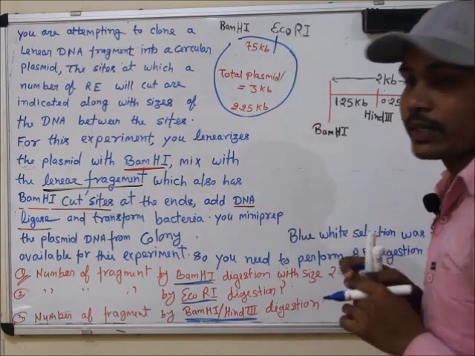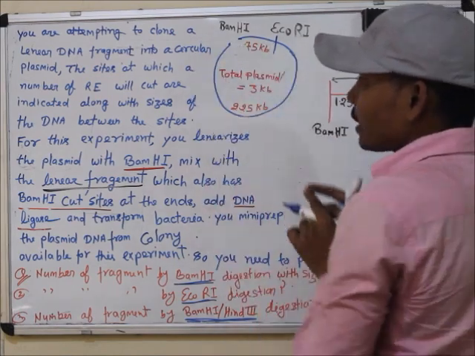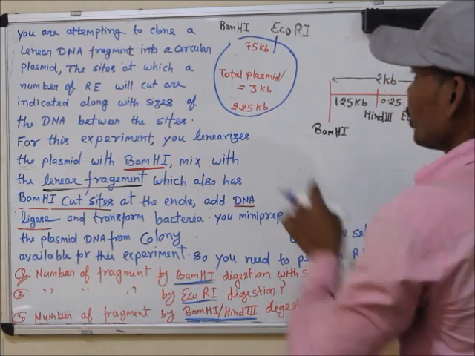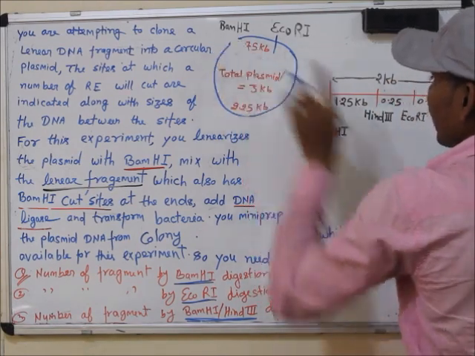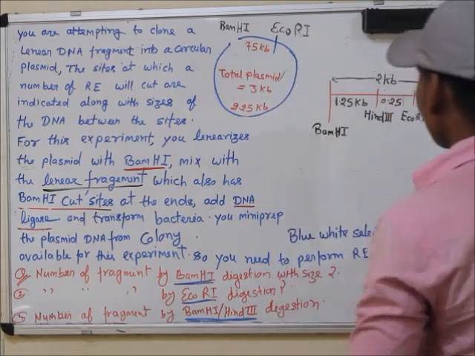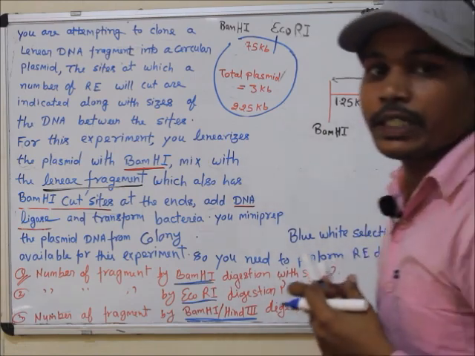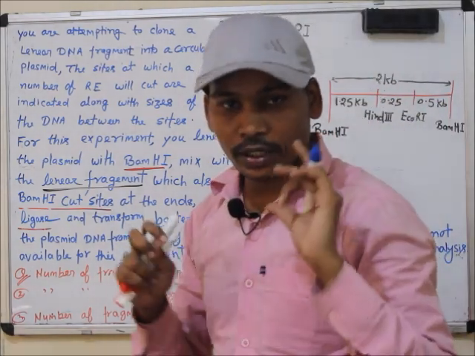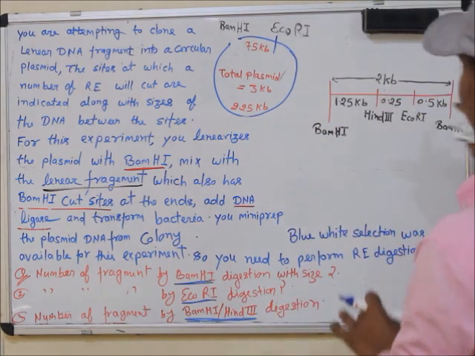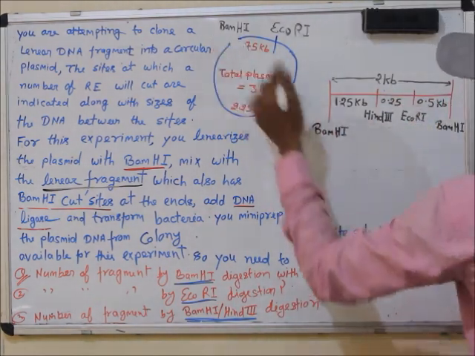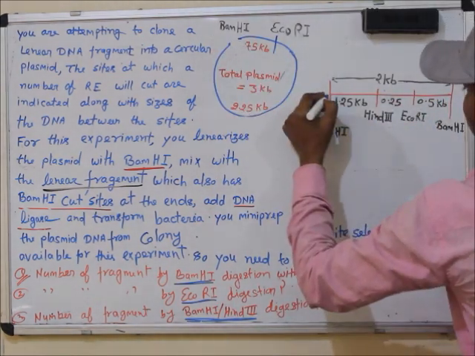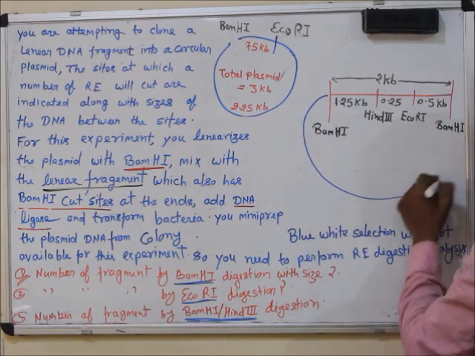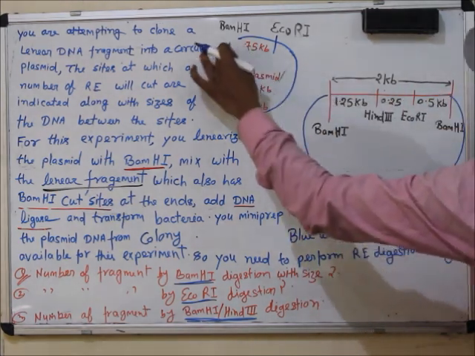Digestions. What happens? This will linearize. If a transformation has been completed successfully, point out that the transformation of the plasmid is here. That is the plasmid.